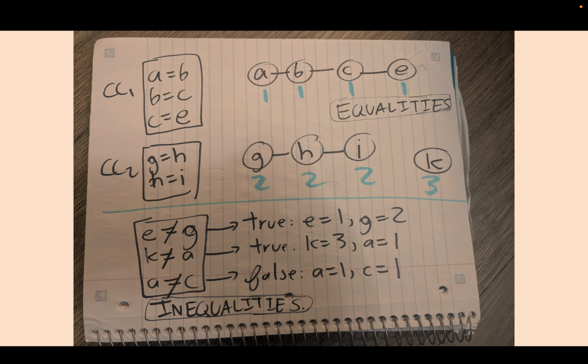In the first case, we go through each equation that's an equality, and we ask ourselves, okay, for every variable that is equal to another variable, there should be an edge between those two variables. So in this example, with connected component 1, where we have a equal to b equal to c, and c equal to e, we have a graph that resembles a singly linked list: a connected to b connected to c connected to e.